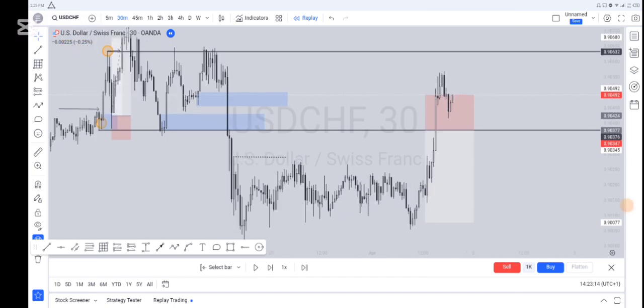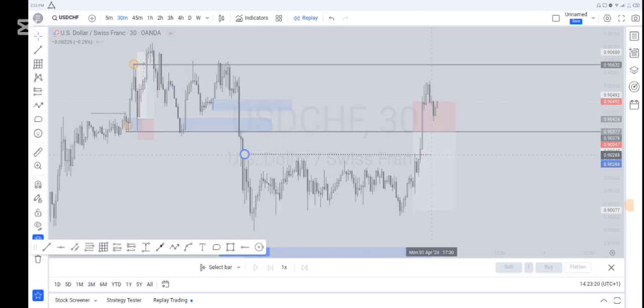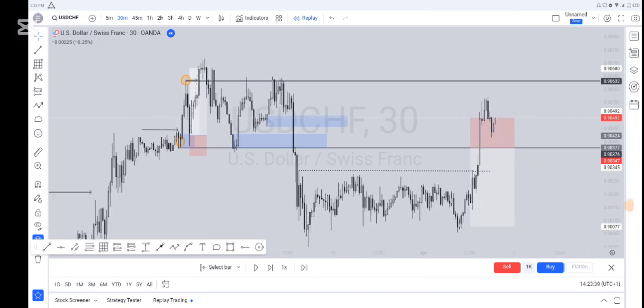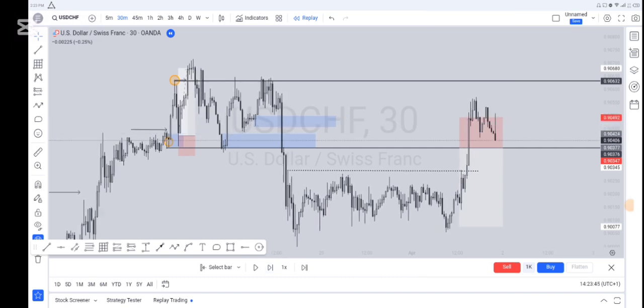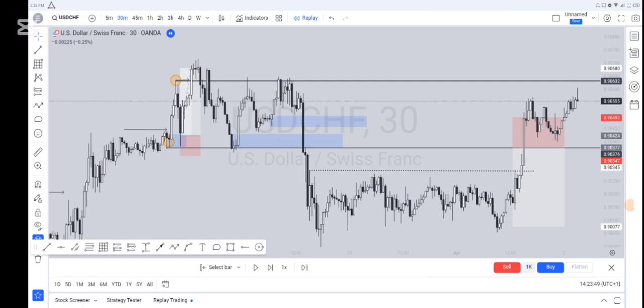You understand? The market created this liquidity, making the trade look even more promising at this point, and the market only came all the way up here to sweep your SL and keep going higher. You understand? So that is why you always check what the market is doing in the higher time frame.